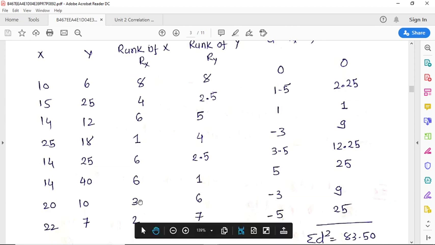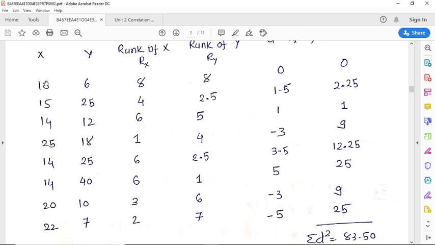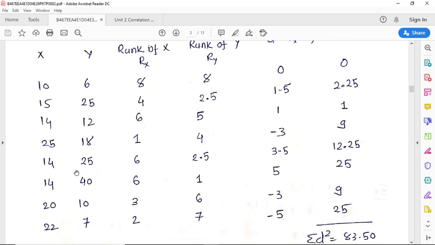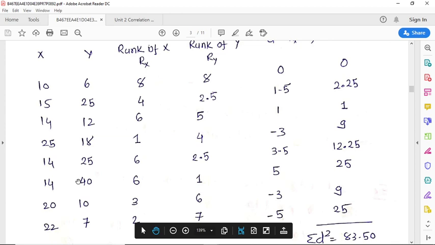Okay, so now we have to assign 1, 2, 3, 4, 5, 6, 7, and the last value is 10, so assign this an 8 rank. So it is ranks 1 to 8 because we have 8 data values. And now for Y, the maximum value among all the data of this column is 40, so assign 40 as 1.